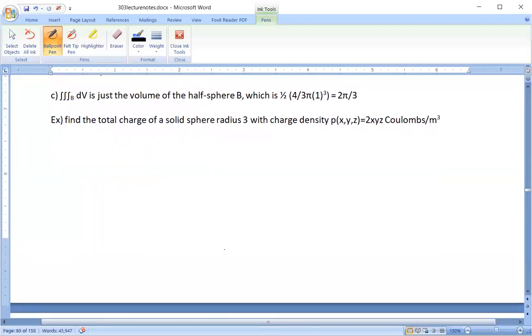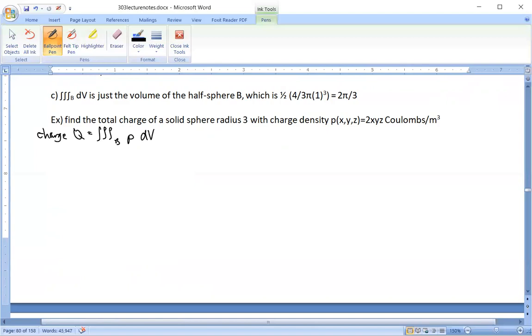So let's get into it. Notice that we're being asked to find a total charge, charge Q. Now, how do we find the charge Q? Well, we're given the density function. How do we find total charge given the charge density? You integrate your density over your space. So this is just going to be the triple integral over my space B of density rho dV.